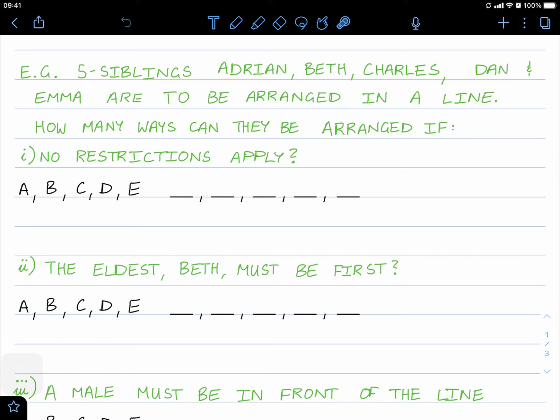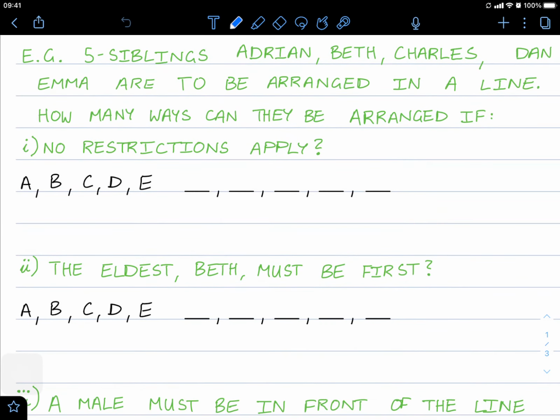So we have 5 siblings: Adrian, Beth, Charles, Dan, and Emma, conveniently named A, B, C, D, and E, and they are to be arranged in a line. How many ways can they be arranged if no restrictions apply? I'll start simulating this for the first one.